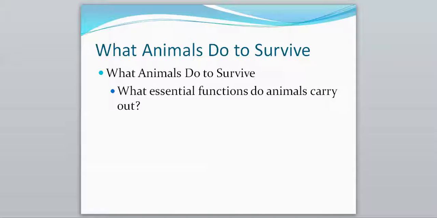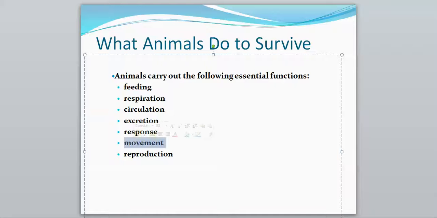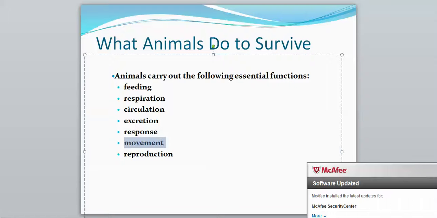So then we're going to finish off this video with what animals do to survive, and there's going to be 7, I believe, essential functions that all animals have to carry out in order for them to survive. And so these include feeding, respiration, circulation, excretion, response, movement, be careful with this one because not all animals do move, but most of them do, and reproduction.